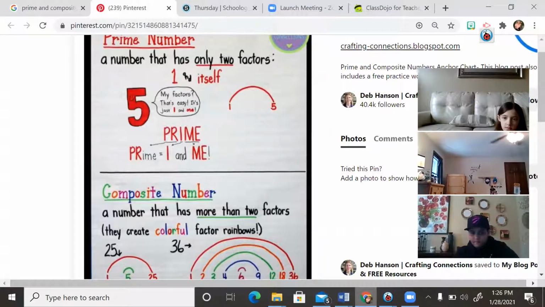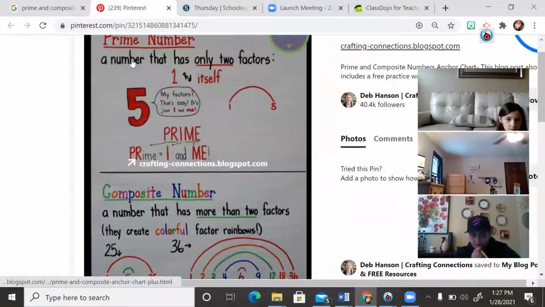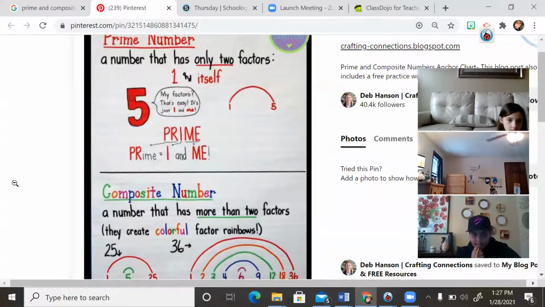Look at the definition. The 5 is just an example. What's a prime number? Now, read the poster right in front of you. What's a prime number? Look at the poster. Are you looking at the screen? Okay, this says prime number. Read what it says. A number that only has 2 factors.